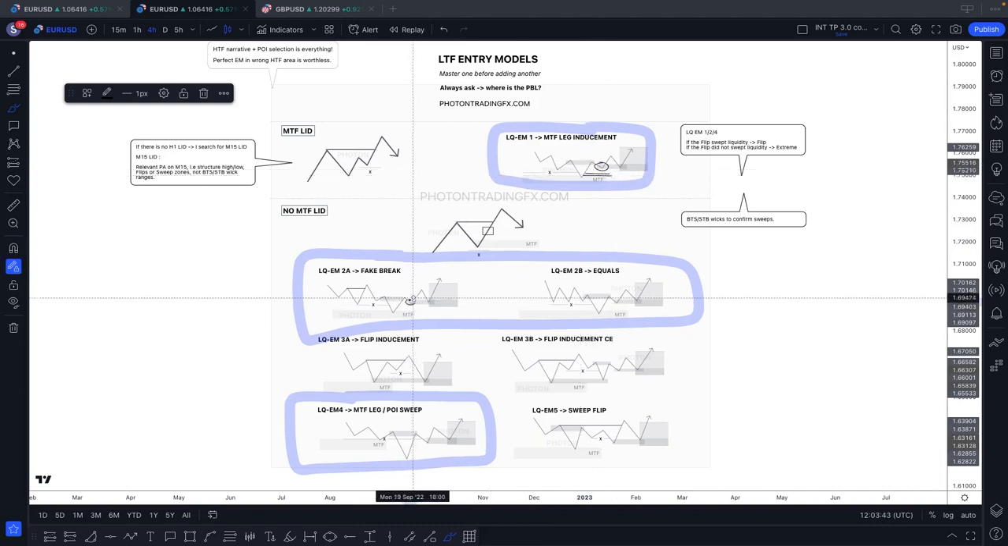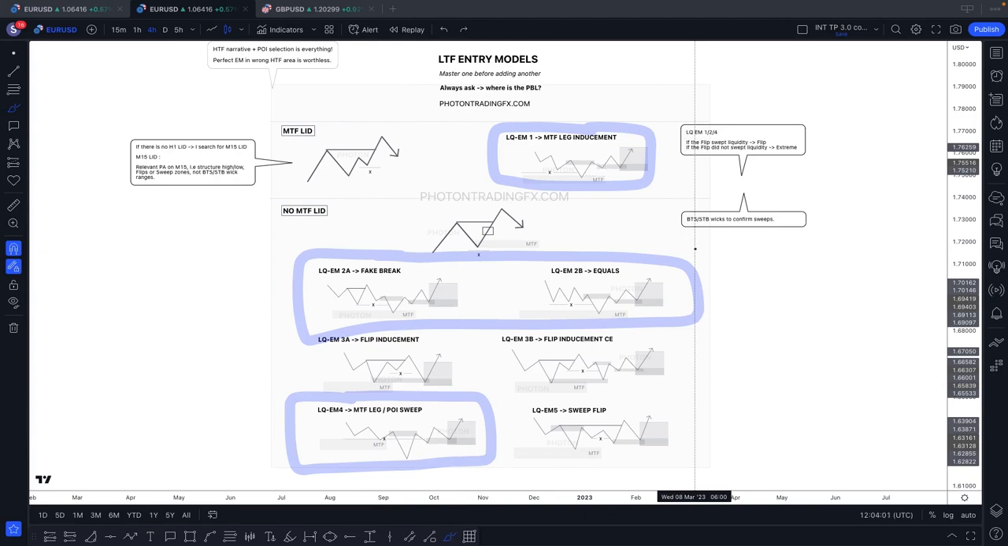If the flip swaps liquidity here, I take the flip. If not, I take the extreme. The same goes for here. I'll take the flip if it swaps. If not, take the extreme. And the same goes for the last liquidity entry model. If the flip swaps, take the flip. If not, take the extreme. It's very simple. I play these variables on all entry models.